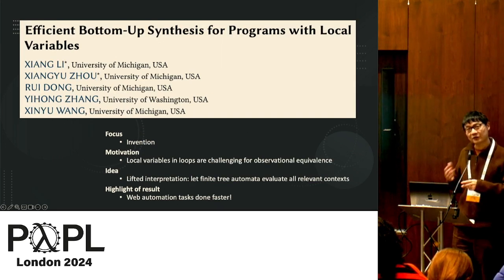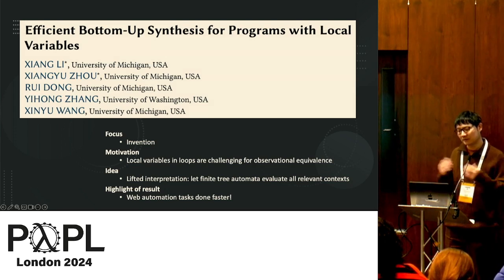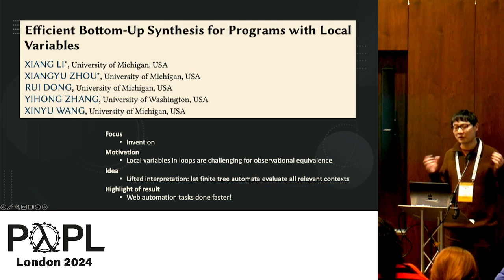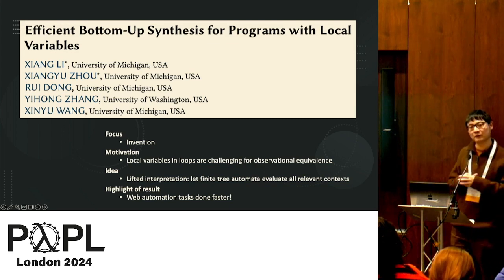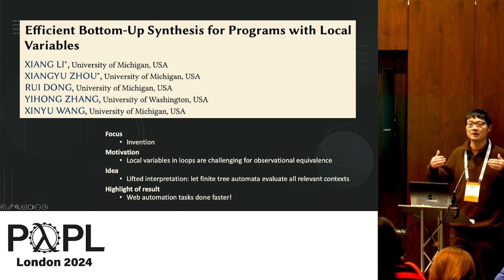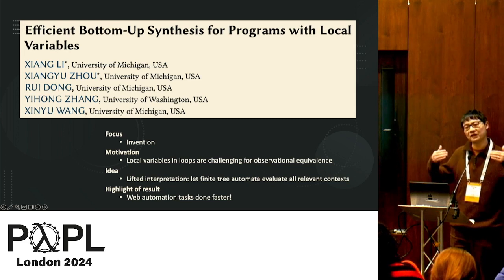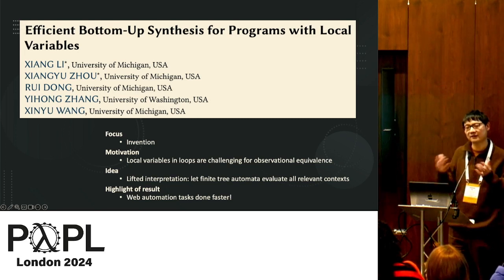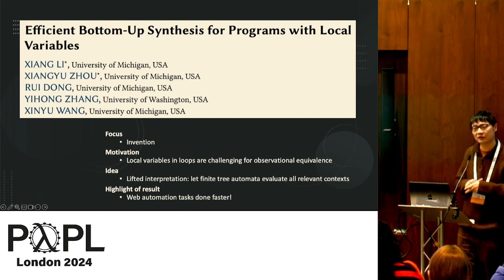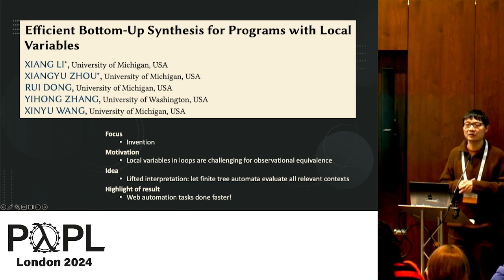The third paper is also about invention, but in a different context. Here is a technical problem called observational equivalence. To check a program, or to synthesize a program, you want to keep track of the variables and see how the variables are updated, so that you can check the equivalence between programs, so you can have a nice symbolic representation. The local variables in loops make trouble, right? Because it's a local variable.